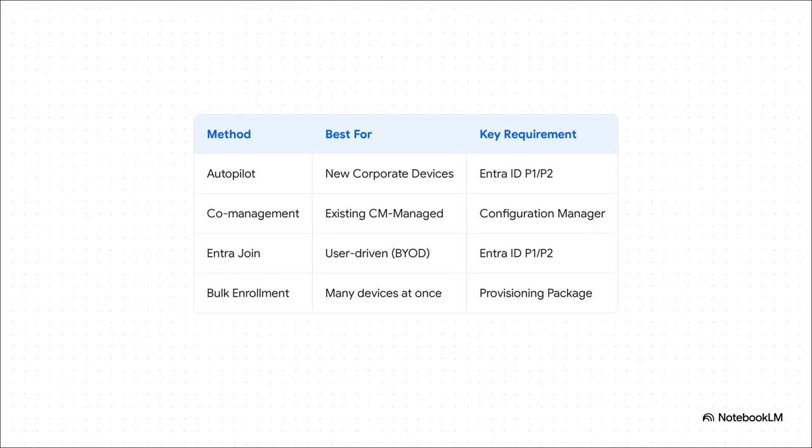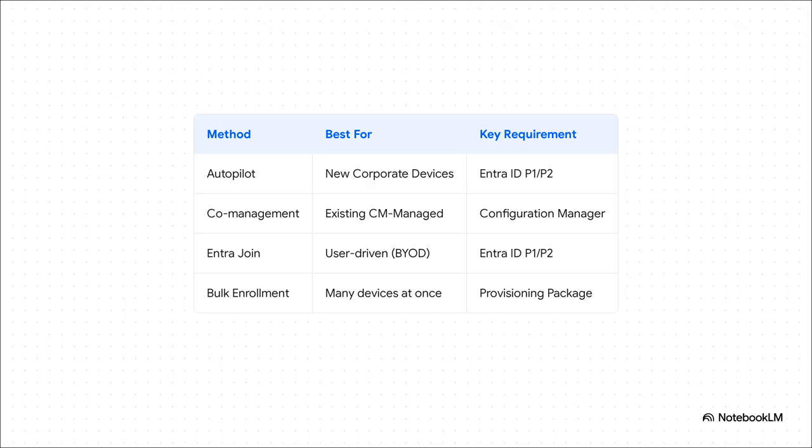For Windows, you've got a whole bunch of options. If you're dealing with new corporate devices, Windows Autopilot is the absolute gold standard. It's basically a zero-touch setup where a user just unboxes their machine, connects to the internet, signs in, and boom, Intune handles the rest. It's magic.